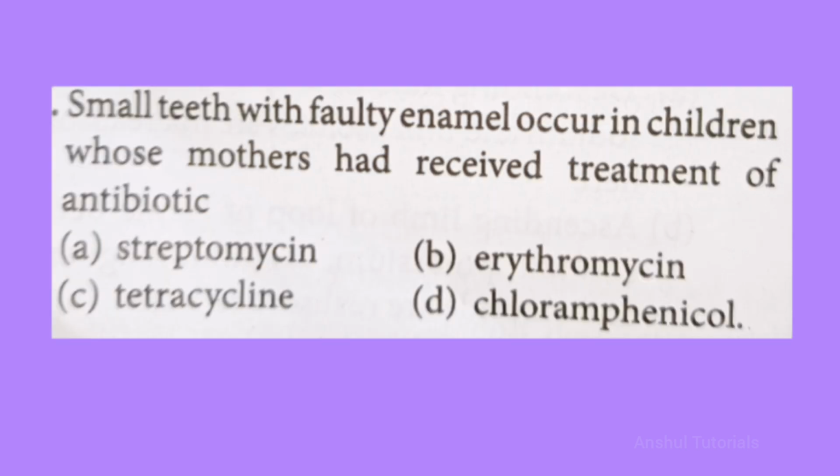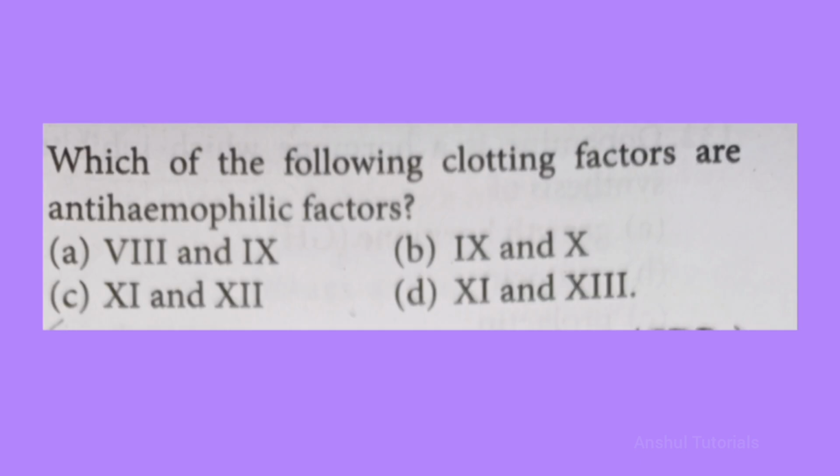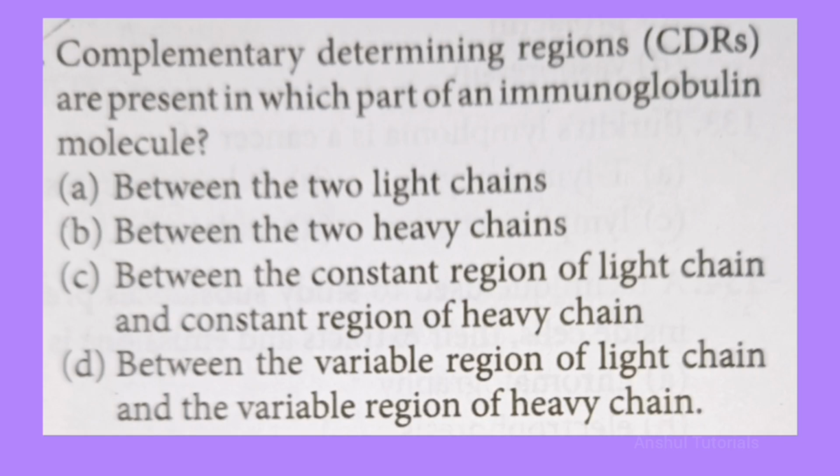Small teeth with faulty enamel occur in children whose mothers have received treatment of antibiotics, so the correct answer is option C, that is tetracycline. Which of the following clotting factors are antihemophilic factors, so the correct answer is option A, that is 8th and 9th. And the next question: complementarity determining regions are present in which part of the immunoglobulin molecule, so the correct answer is option D, that is between the variable region of light chain and the variable region of heavy chain.